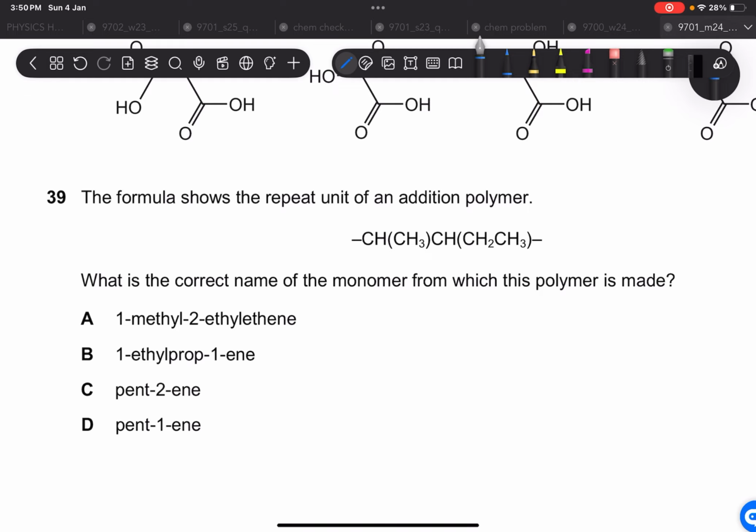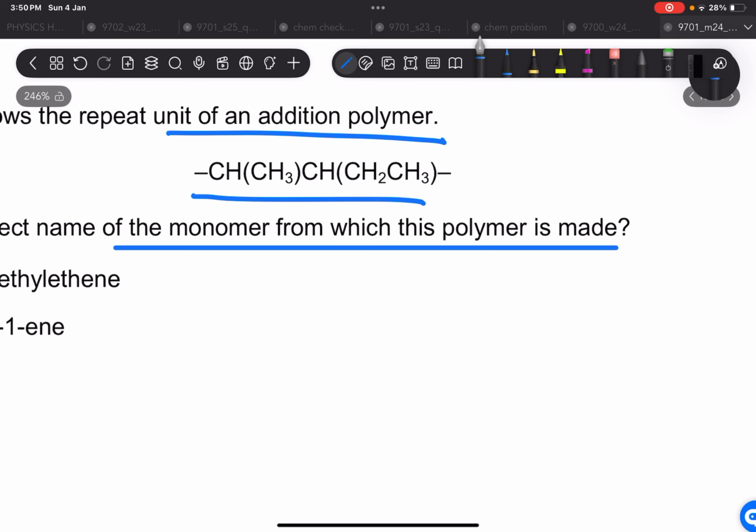The formula shows the repeat unit of an addition polymer. This is the polymer that's given. What is the correct name of the monomer from which this polymer is made? Okay, so first, to understand the monomer, we've got to draw the repeat unit in proper form. Over here I can see a carbon. I'm going to draw a carbon, then I can see a hydrogen above. And then I can see a CH3 group, something like this, that's bonded to a carbon.